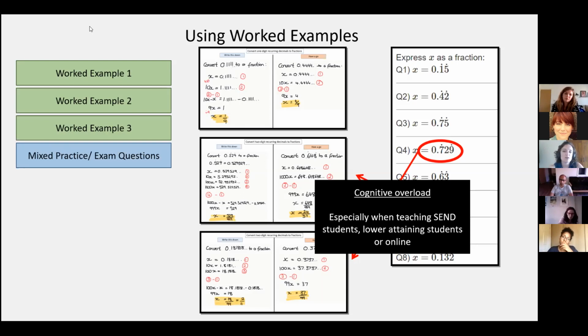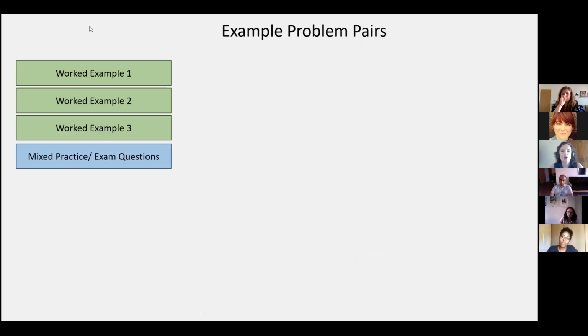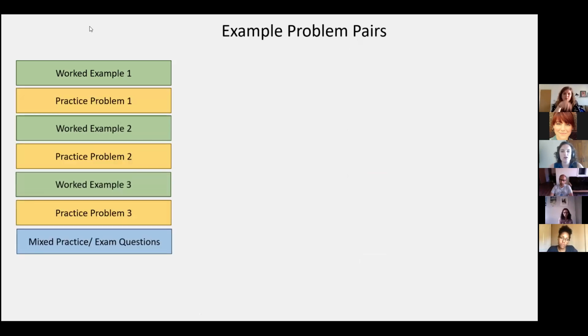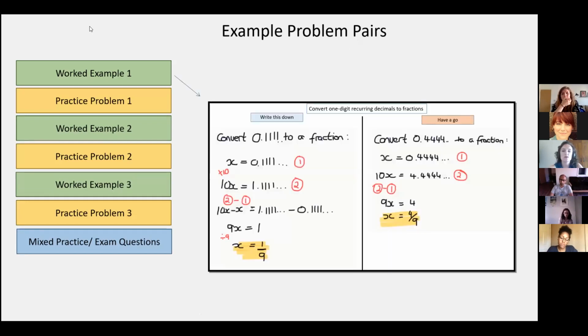So I did a bit of research and I found that there was actually a different way of doing this, which reduces the cognitive load even more. And this method was through breaking it down slightly further and inserting a practice problem after each worked example. So we did the worked example exactly the same way, revealing each one step by step. And then the students would have a go, revealing each one step by step.